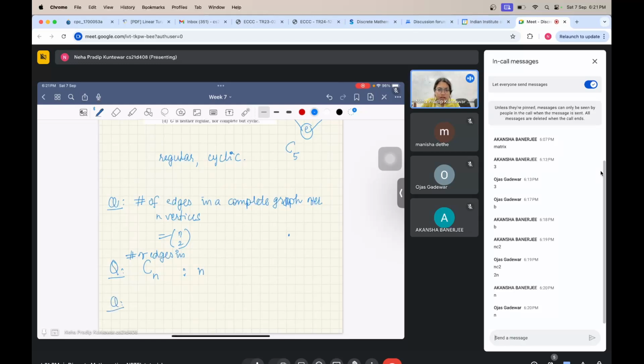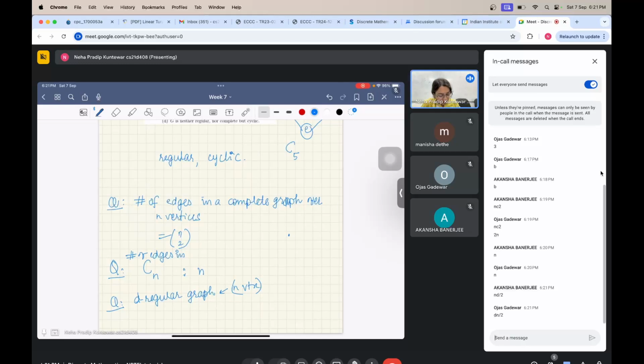Maybe let's try this out. Let's say you have a d-regular graph, as in the degree of each vertex is d. So what is the total number of edges here? And there are n vertices. So what would be the total number of edges? Right, so that is correct.